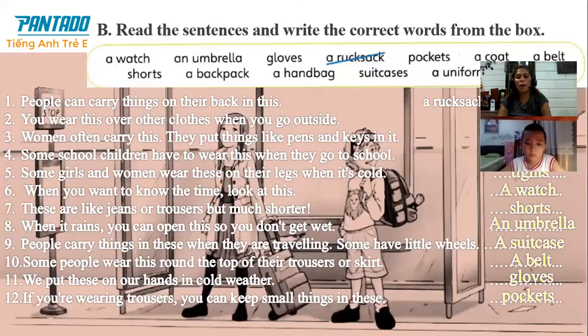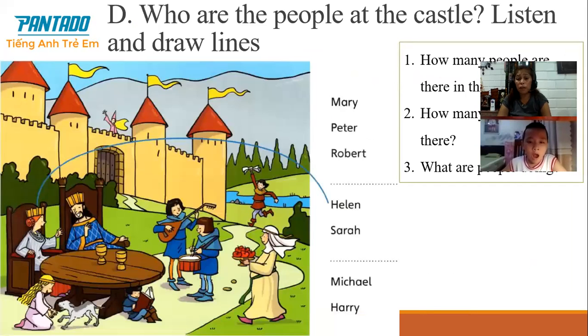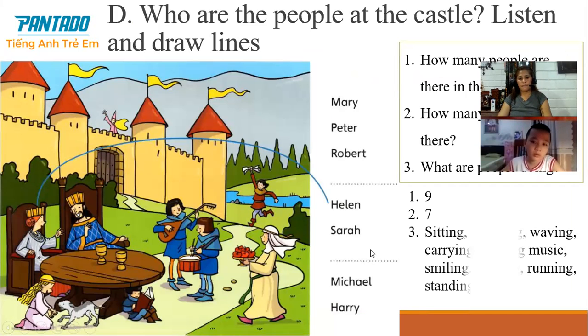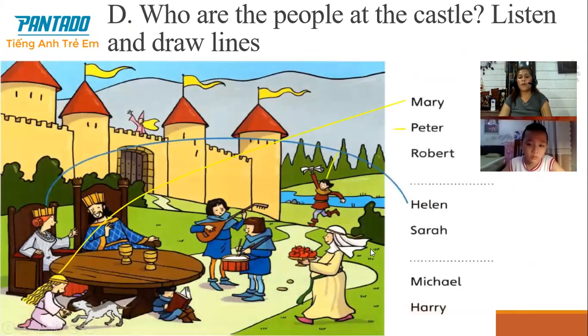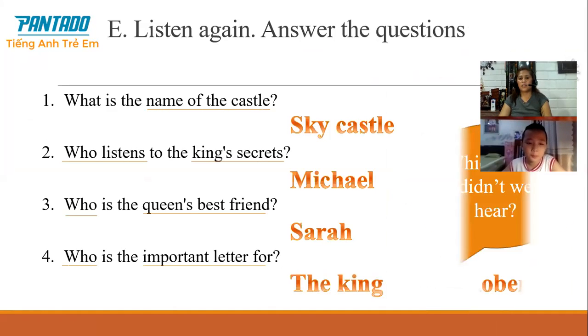Okay, the last topic that we had, we talked about the people in the castle, right? Do you still remember the people in the castle? Yes. The one we did not mention is Robert. And here, the one we did not mention here. Okay, it's Robert.